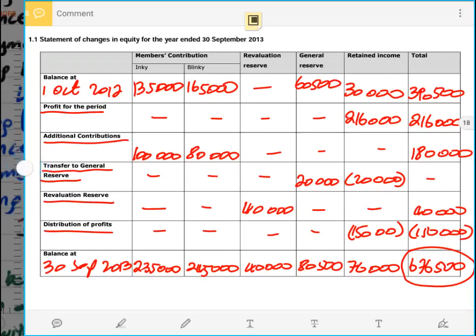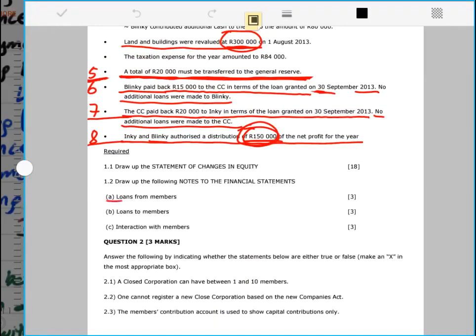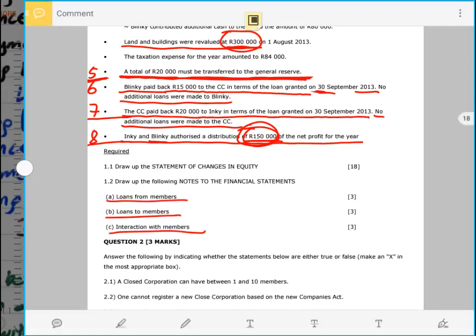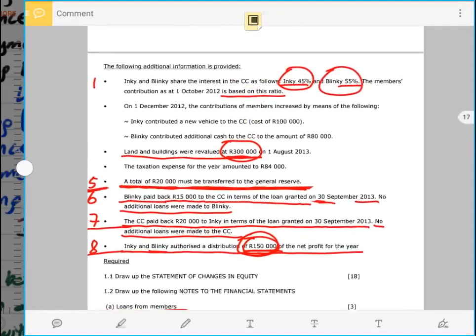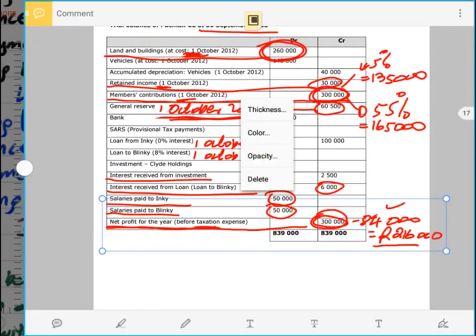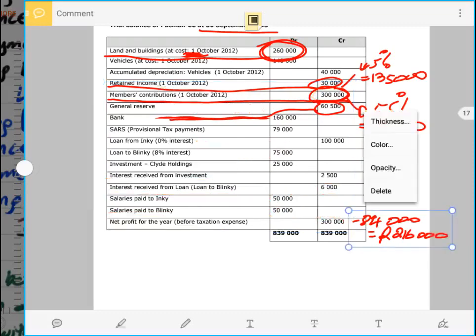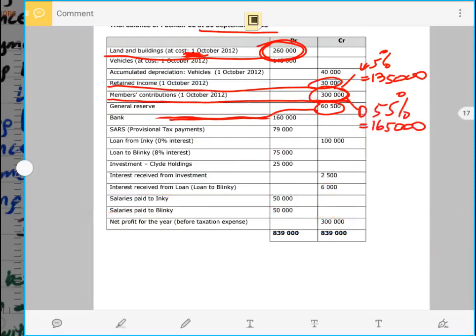Then after now we do the next requirements, of which the next requirement was to do the notes, which is a loan from a member, loan to a member, and interaction or transaction with members. For this one, it is very simple and it is very straightforward. And we know that most of such information, if not all of such information, will come from our trial balance. So now we are looking for the incomes and the expenses that were paid or received by the close corporation to the members or from the members.